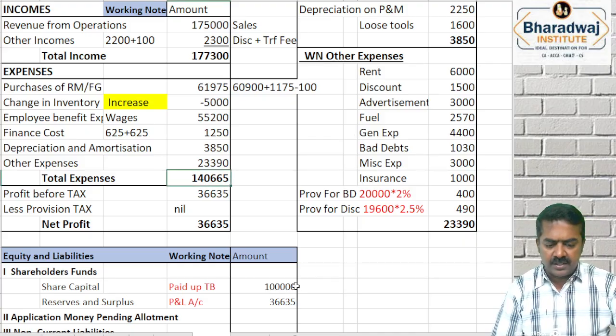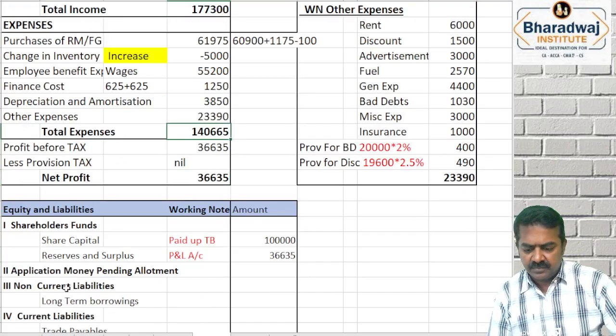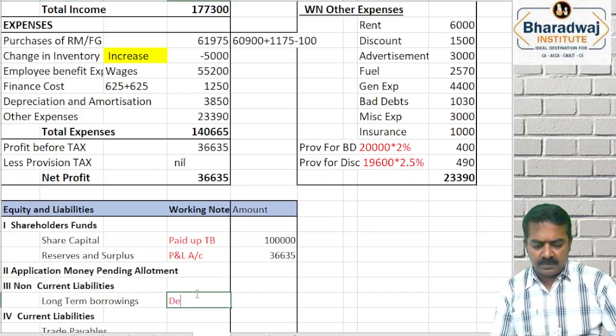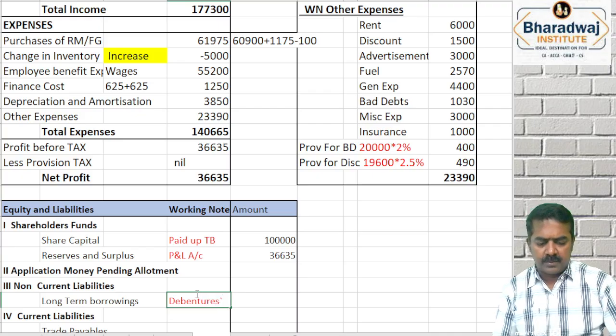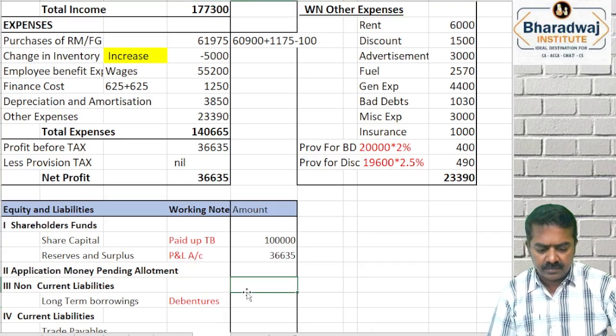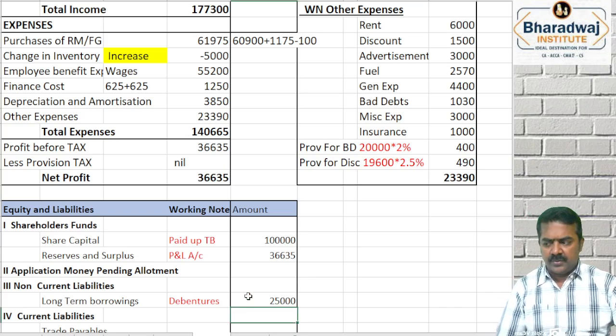We'll move to the balance sheet. Equity and liabilities. Application money pending allotment is not there. Long-term borrowing, the debentures will come. How much debentures? 25,000 will come.